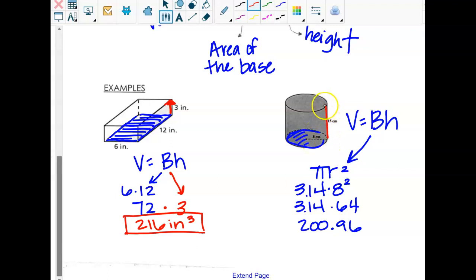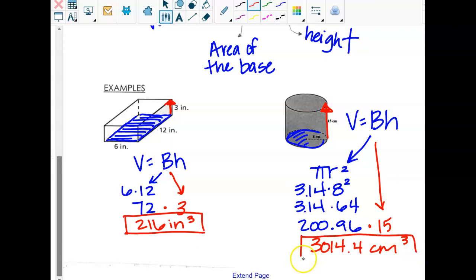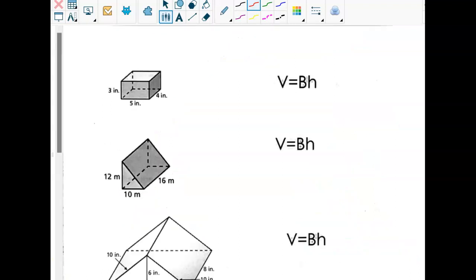And then I multiply that by how tall the whole thing is. So times a height of 15. And that is 3,014.4 centimeters cubed. So that's how many cubes would fit inside of that cylinder. Okay, let's move on to the back. I want you to try that first one. So pause the video and you do that first one.